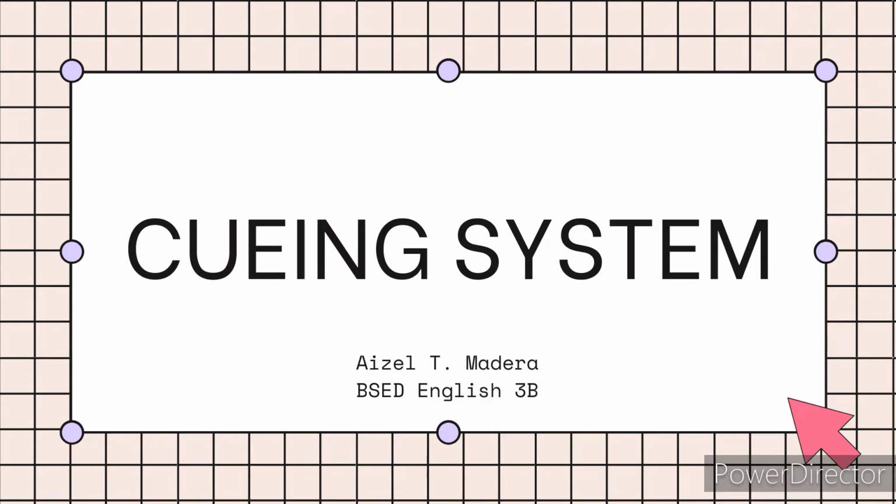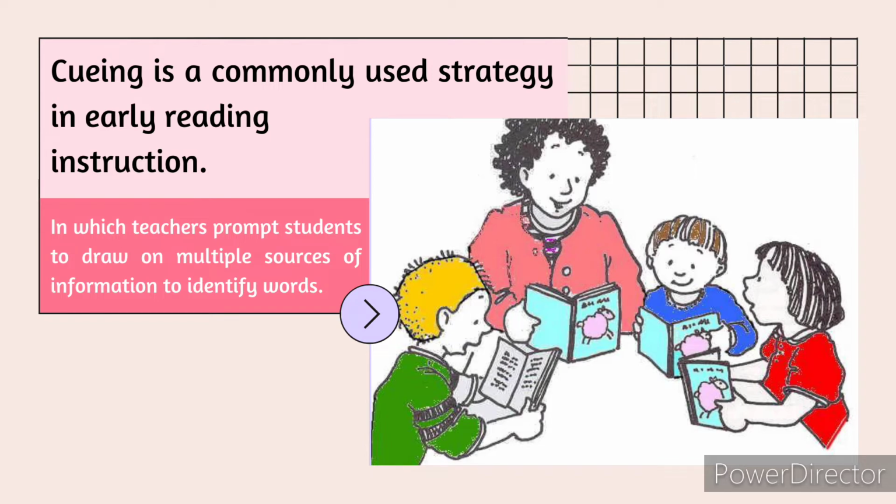For today's discussion, we are going to talk about the queuing system. Queuing is a commonly used strategy in early reading instruction, in which teachers prompt students to draw on multiple sources of information to identify words. It's based on the now disproven theory that reading is a series of strategic guesses informed by context clues.